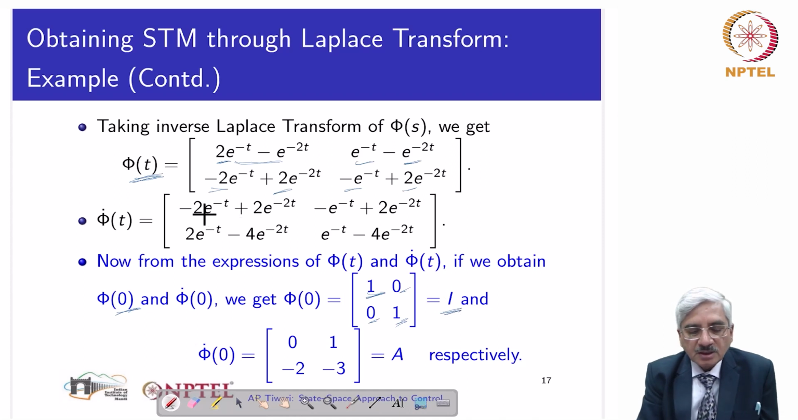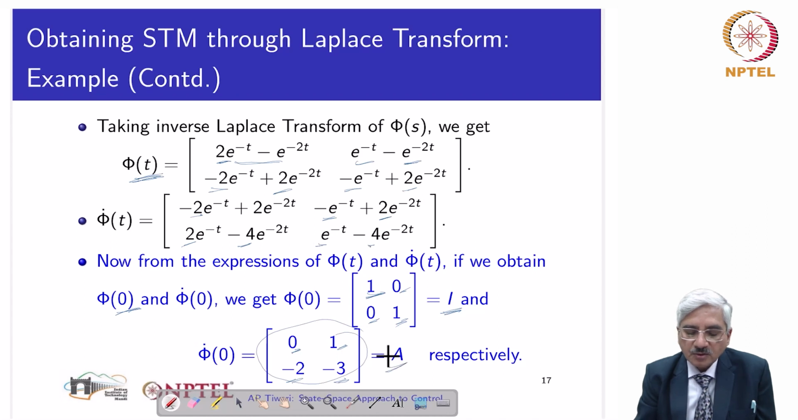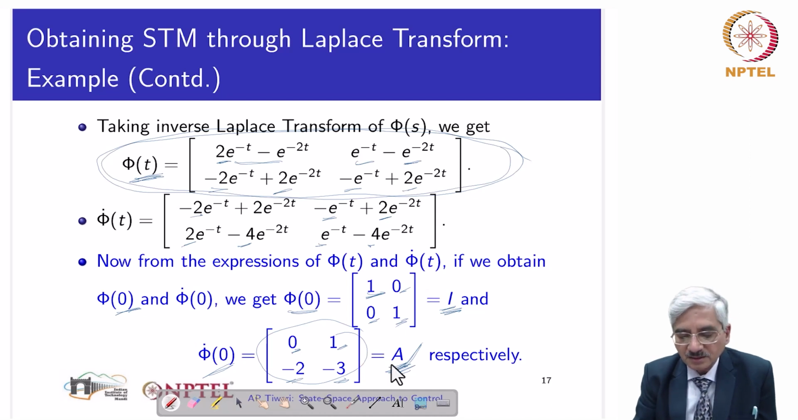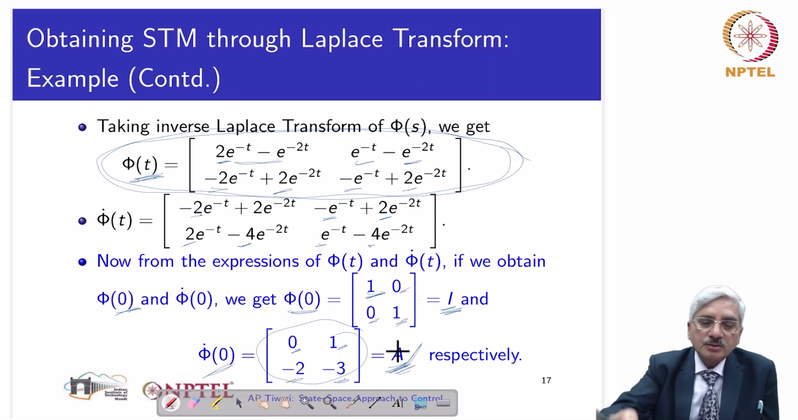And phi dot 0 is minus 2 plus 2, 0, minus 1 plus 2, 1, 2 minus 4, minus 2, and 1 minus 4, minus 3, which is the same as A. So phi dot is A phi, and phi dot 0 will be A phi 0, or A. So we see that phi 0 comes as identity, phi dot 0 comes as A. So it gives a confidence that this phi t has been evaluated properly, although it is not necessary that it will hold that way. It just gives a confidence to our computations.